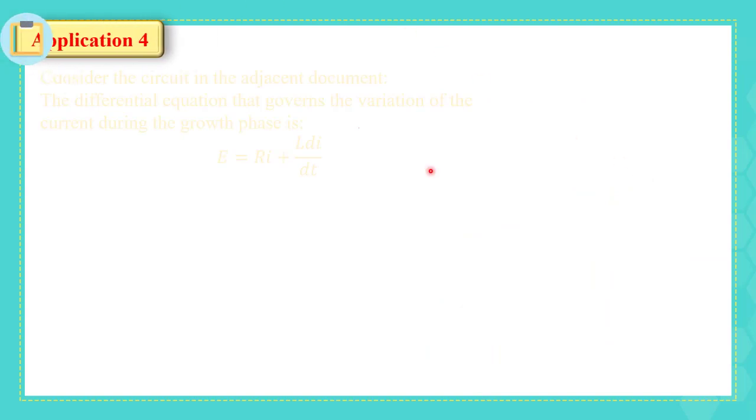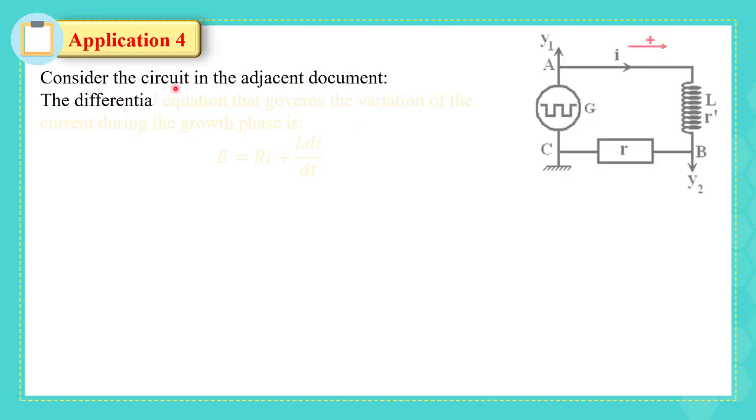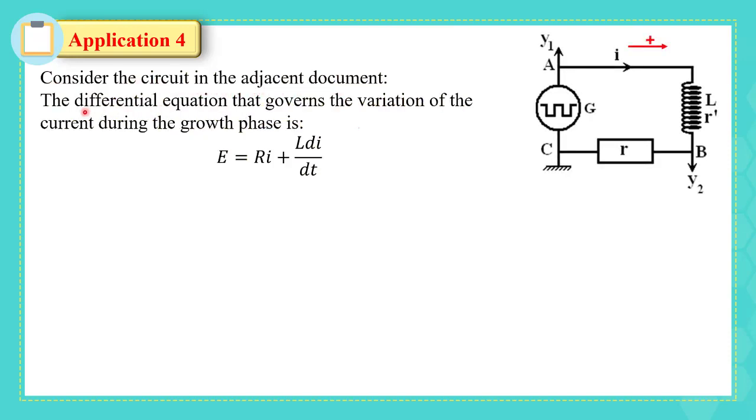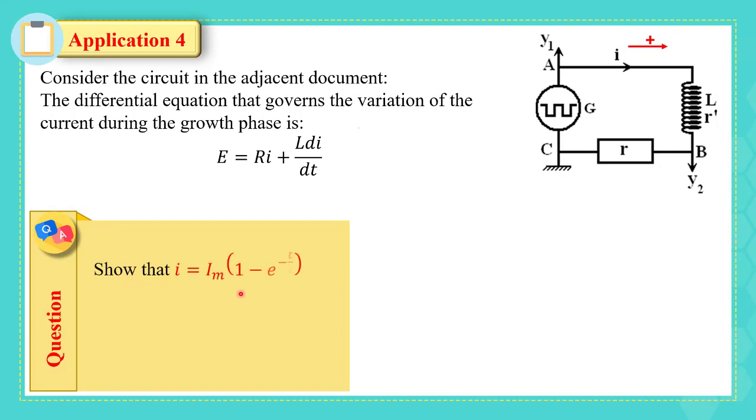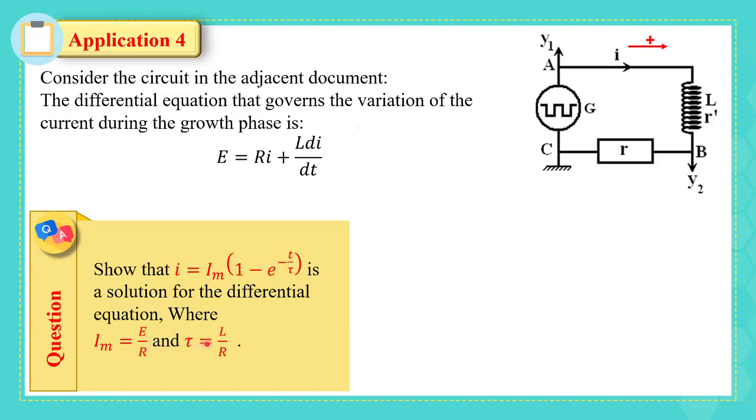Now let's solve application 4. Consider the circuit in the adjacent document. The differential equation that governs the variation of the current I during the growth phase is E equal Ri plus L di over dt. Show that I equal I maximum into 1 minus exponential minus t over tau is a solution for the differential equation where I maximum equal E over R and tau equal L over R.